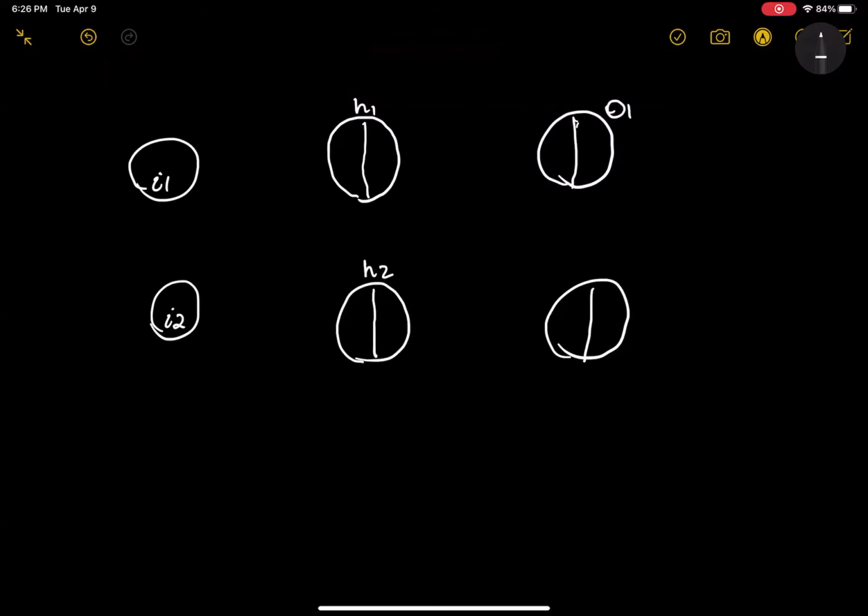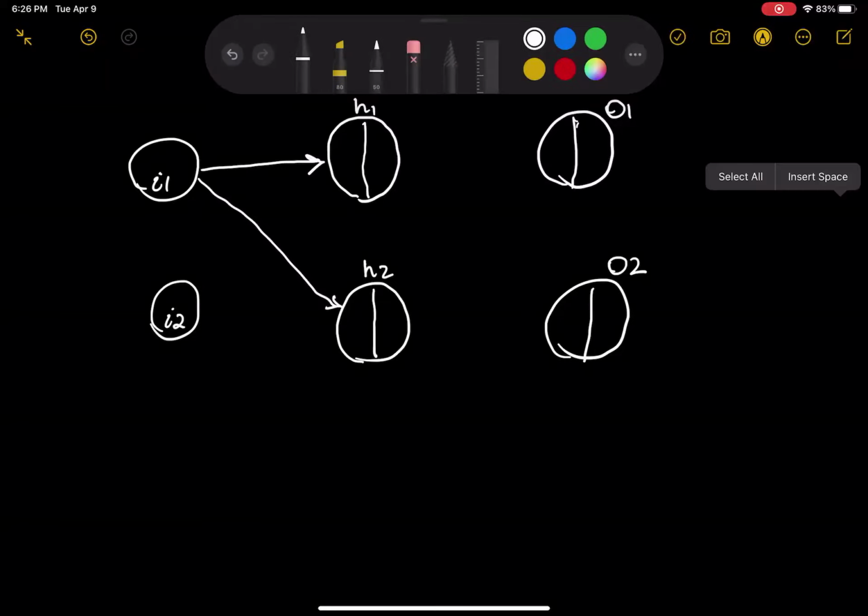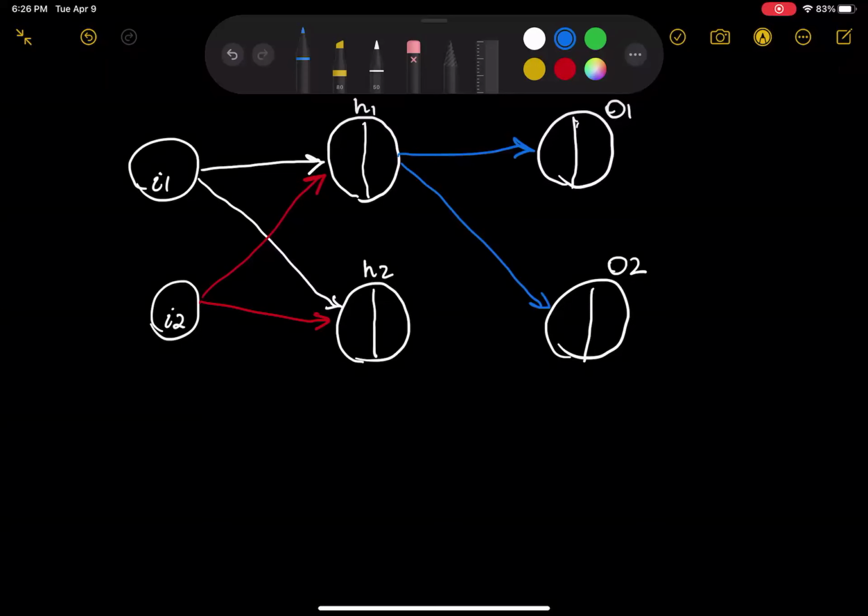So this is O1, this is O2. Output 1, output 2, okay? So we're going to set up our network like this. So I'm going to put it here, this guy, and this guy. Maybe I can use a different color for that. Here, here, right? I'm going to have one blue here, one blue there, and maybe green here and here. Yeah, my network is amazing, right?